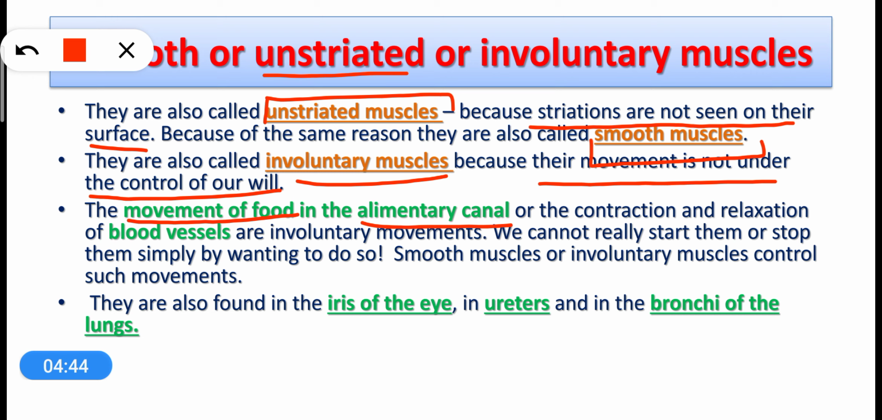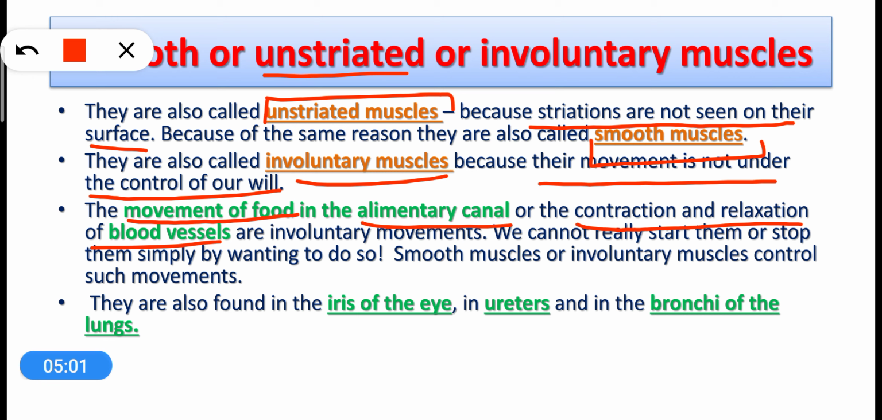In the same way, contraction and relaxation of blood vessels. Blood vessels keep contracting, means their diameter keeps changing. They keep contracting and keep dilating, right? So even the smooth muscles are present in the walls of blood vessels, right?